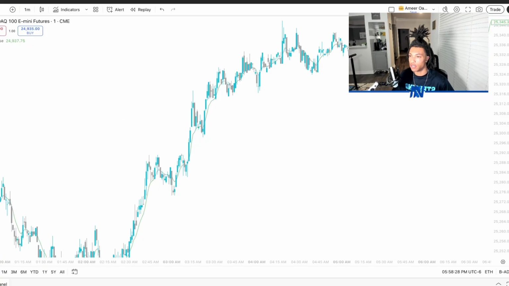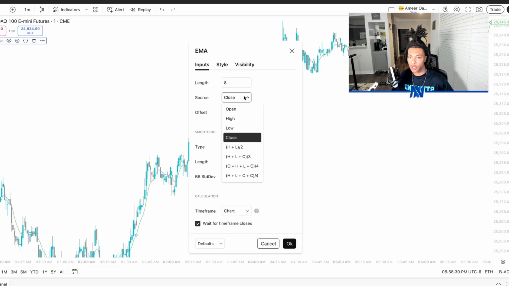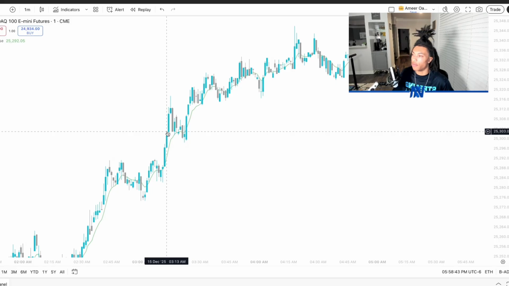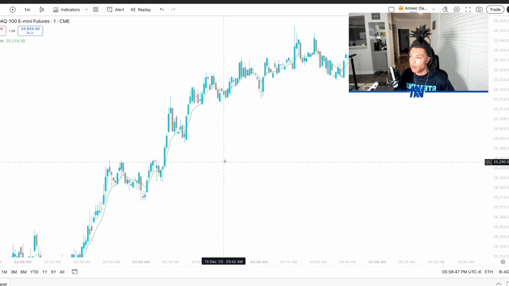That's all you have to touch. You don't have to touch anything else. If this source isn't set to close, then set it to close. But other than that, nothing else needs to be touched. Just make sure that this is at close and this is at 8. But yes, the first thing of the model is the 8 EMA, which will be this small little line. That's the only thing that you need.